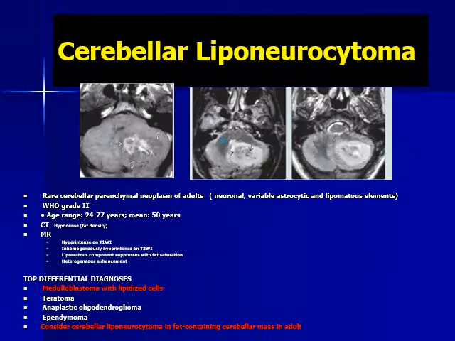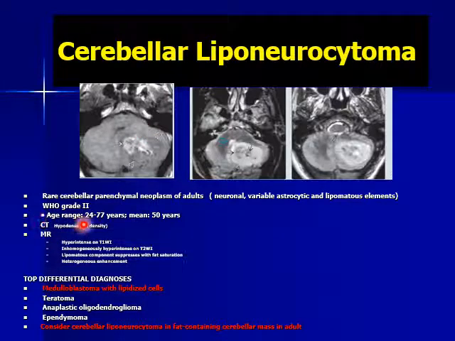A rare type of cerebellar astrocytoma containing fat called cerebellar liponeurocytoma. It is a cerebellar lesion containing fat. How can we know that it is fat? In CT it is hypoattenuating, in T1 it is hyperintense, in T2 it is hyperintense, and if you have a fat suppression sequence, you will see drop of signal of these lesions. It is a rare one.